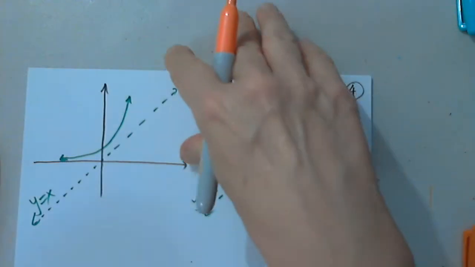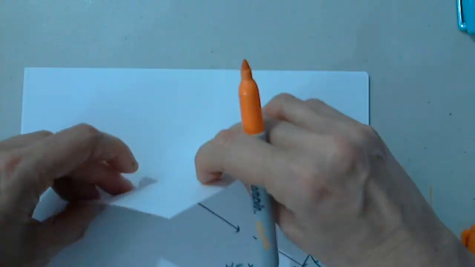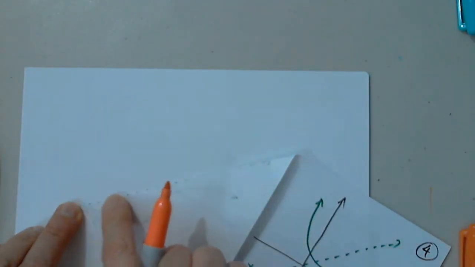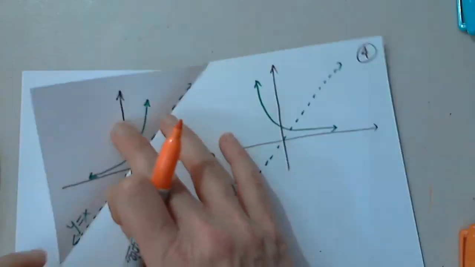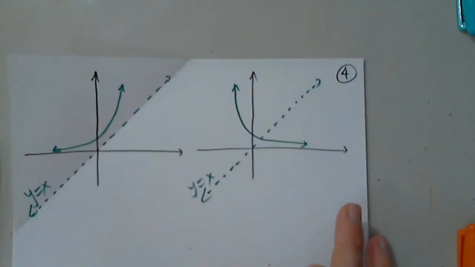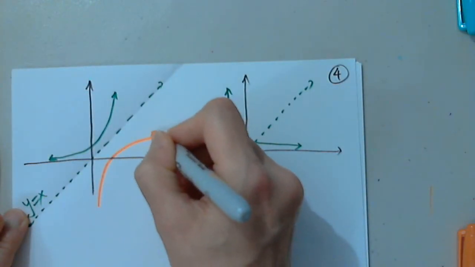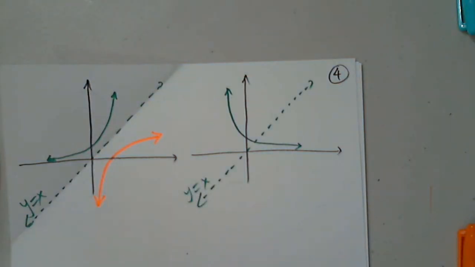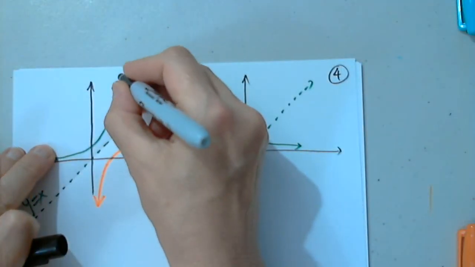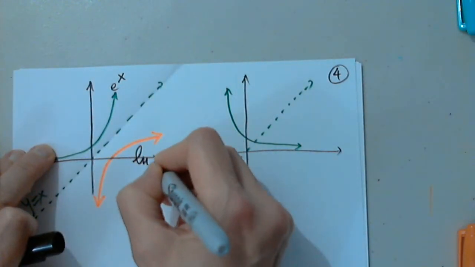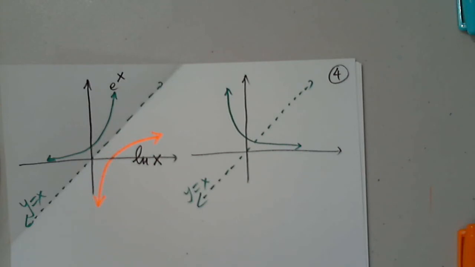Symmetric here means this. Symmetry with respect to this line. The function and its inverse have to be symmetric with respect to y equals x. So if here we graphed e to the x, this function is natural log x. They are the inverses. They're inverses of each other.